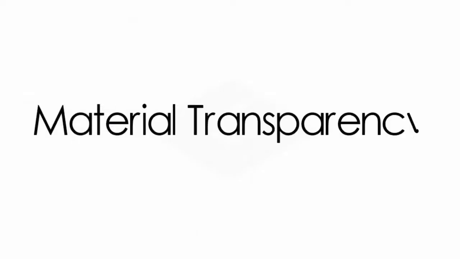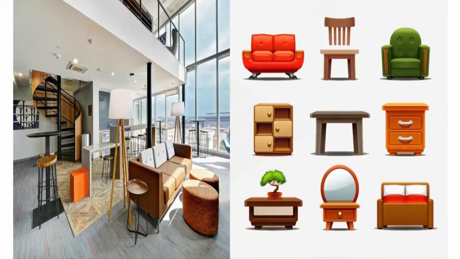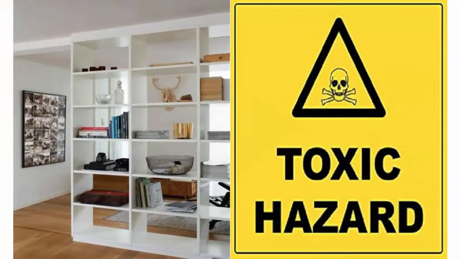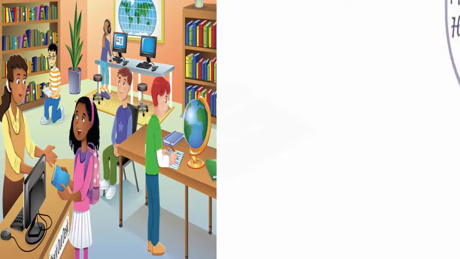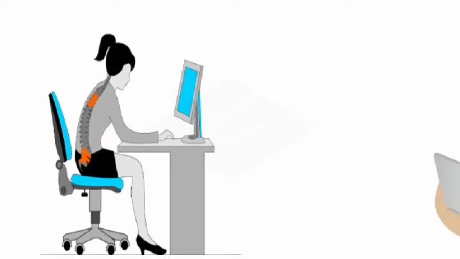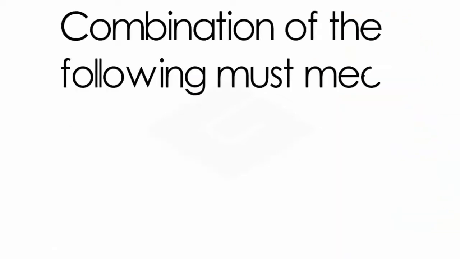Material transparency. Follow the standards for interior finishes, finish materials, furnishings and built-in furniture to minimize the potential hazard to human health. Mental and physical health books availability. A digital or physical library of resources is provided that focuses on mental and physical health and gives health literacy. Desk height standards. Inflexible desk height can cause visual or physical discomfort and strain in bodies. A combination of the following must be met.